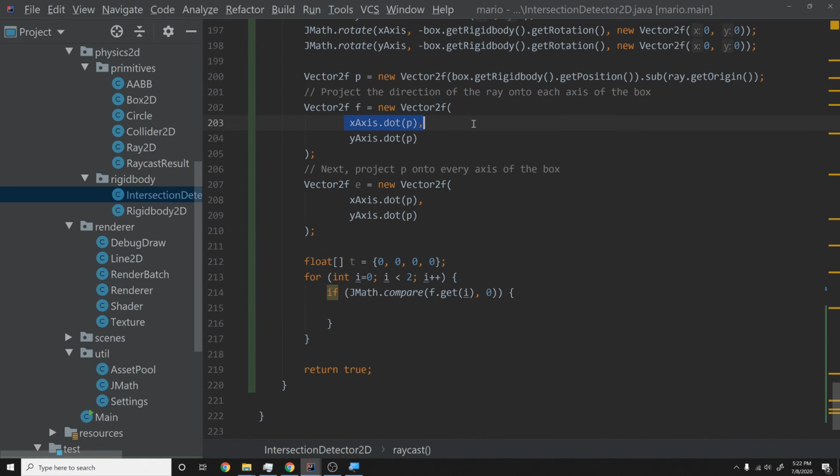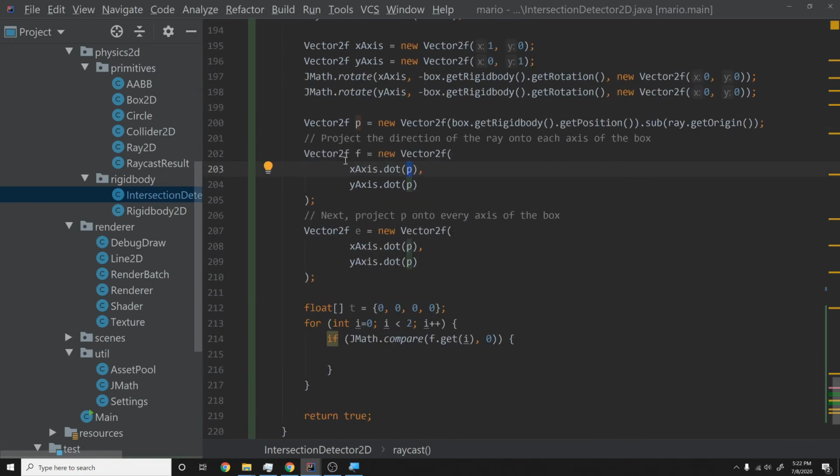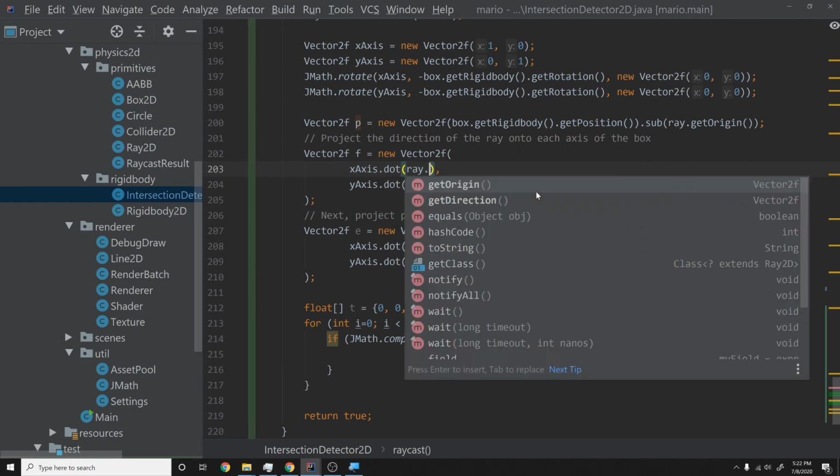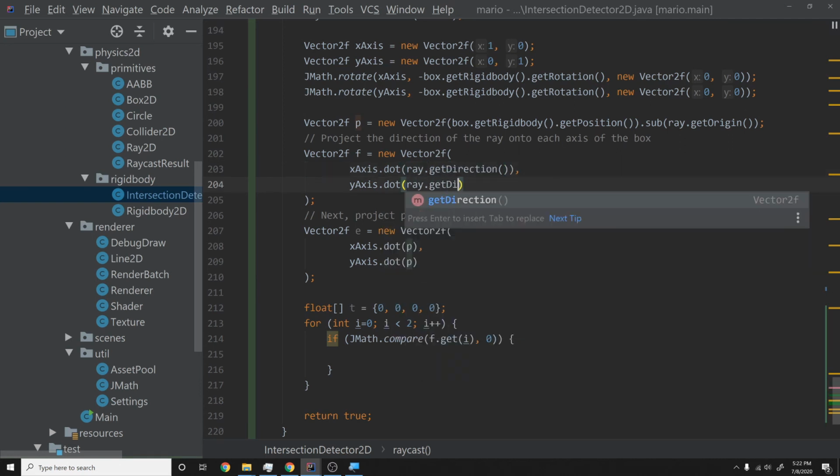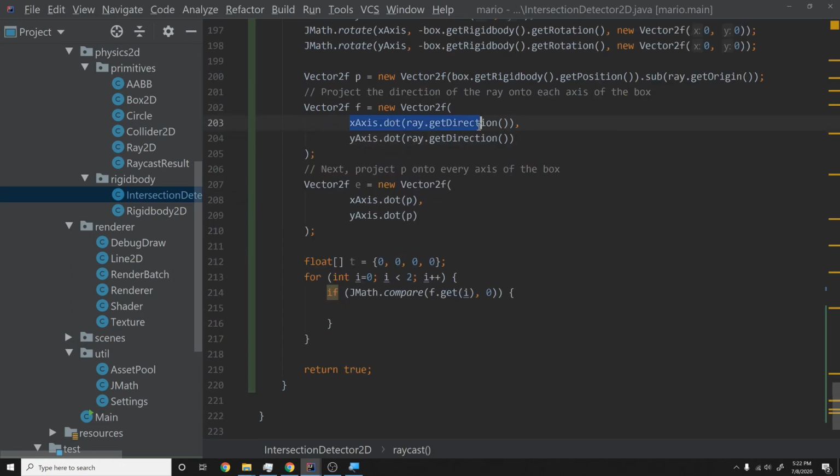So f is the dot of our axis to p. And this should be direction. This says x-axis to p, x-axis, and that's the same thing we have here. I'm sorry, this should actually be ray.get direction. And this should be ray.get direction. Okay, so once again, in our f, we have x-axis dotted with the ray's direction.